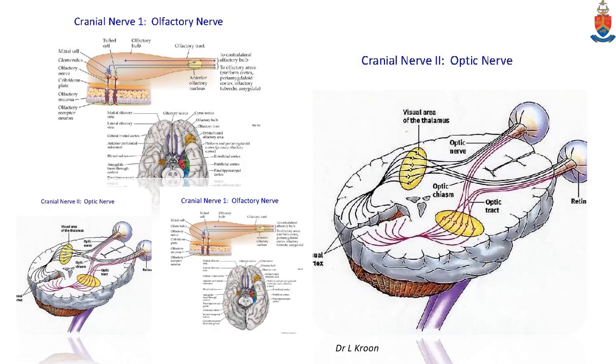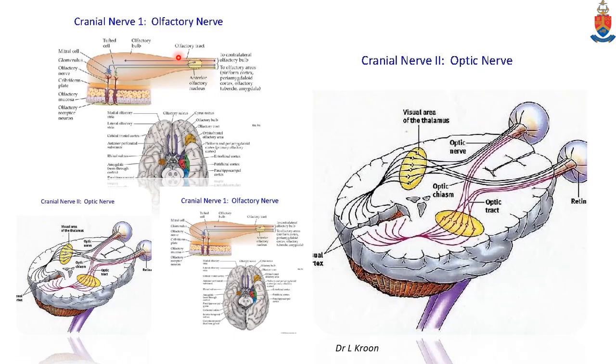Cranial nerve 1, the olfactory nerve, is actually an outgrowth of the telencephalon. And therefore, it is the only cranial nerve that does not relay through the thalamus or enter through the brainstem. Instead, it has a direct connection to the cortex.